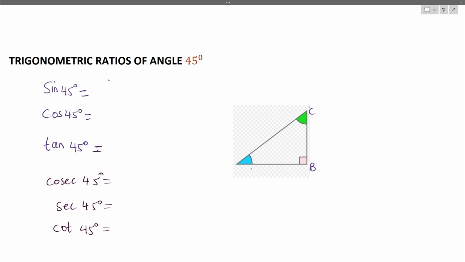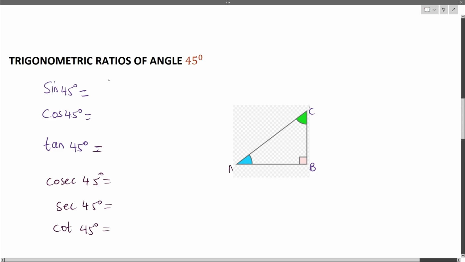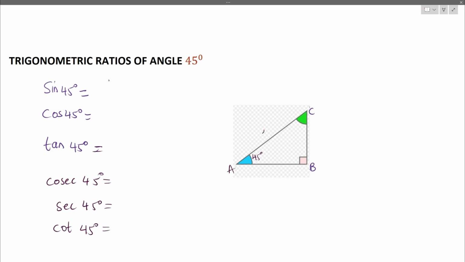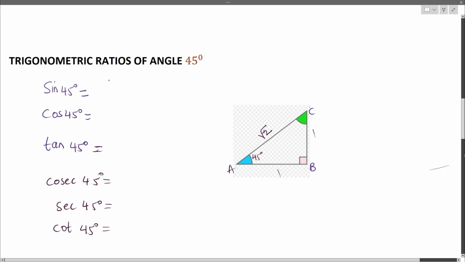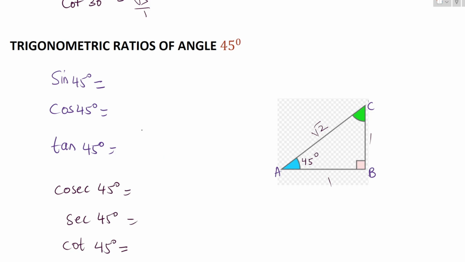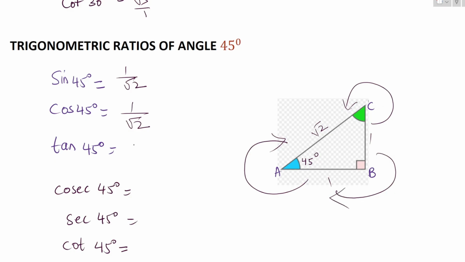If you are taking 45 degree at vertex A, then just remember to take hypotenuse as root 2 and the other two sides as 1, 1. Then sin 45 degree will be equal to opposite by hypotenuse, 1 by root 2. Cos 45 degree is equal to adjacent by hypotenuse, 1 by root 2, and tan 45 degree is equal to opposite by adjacent, 1 by 1.